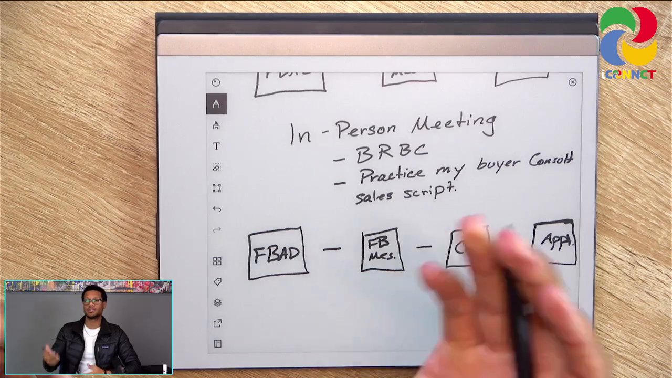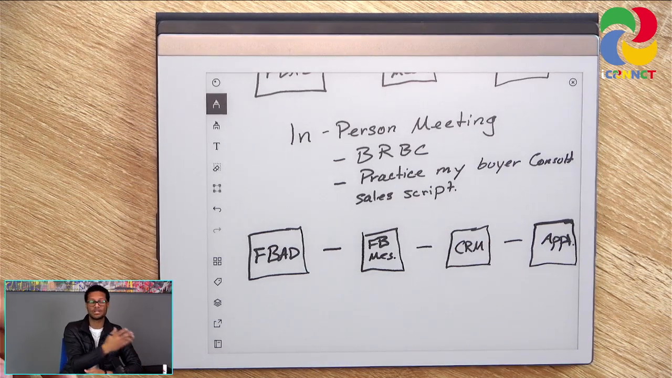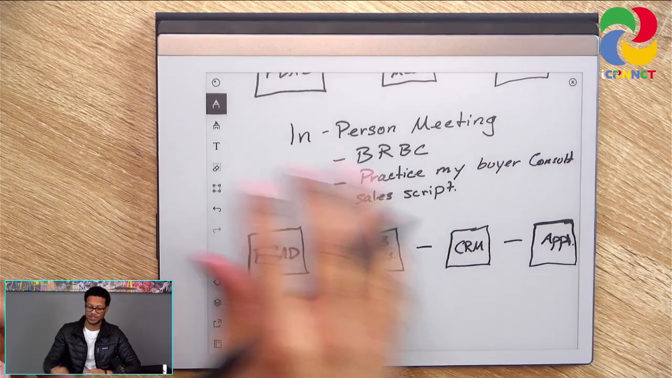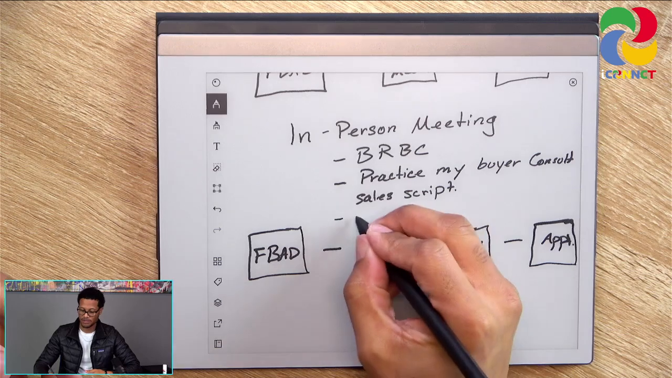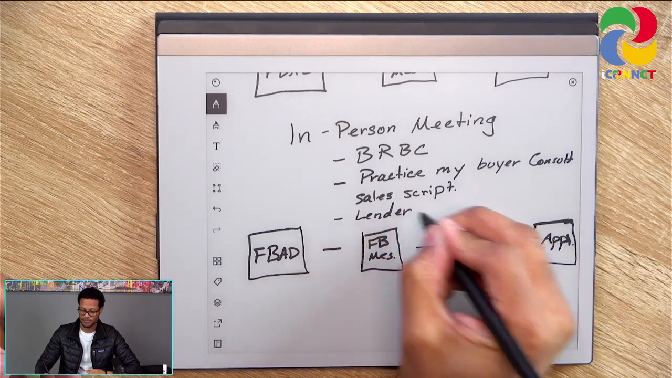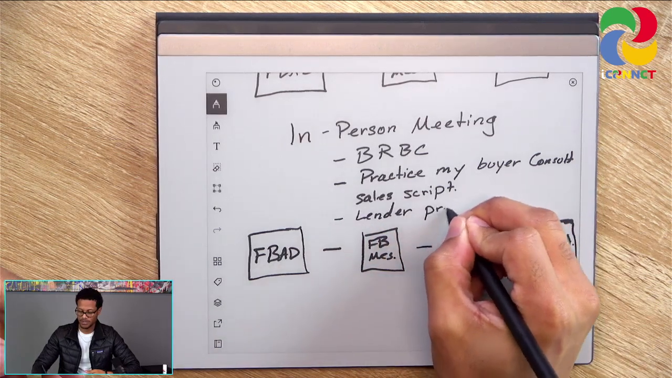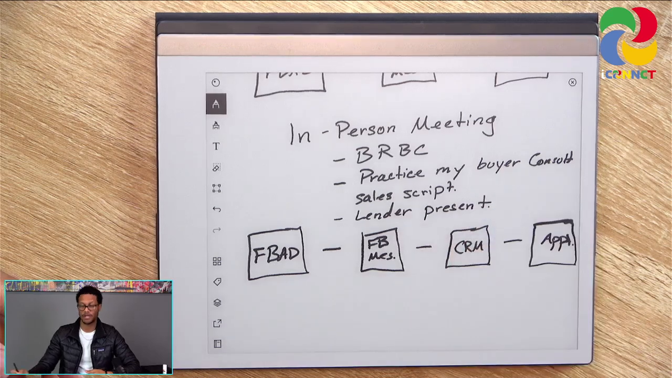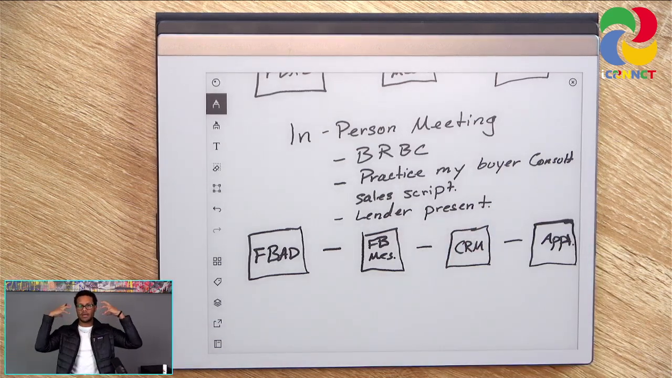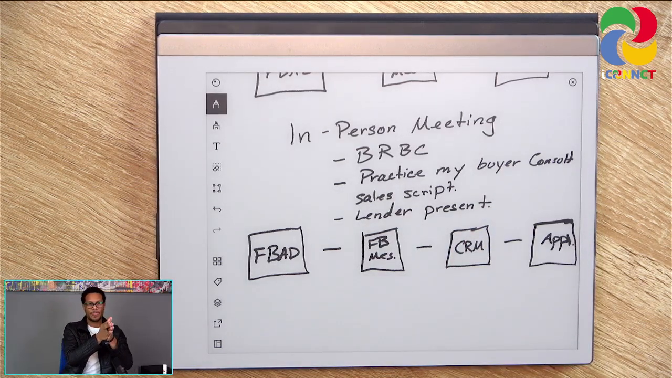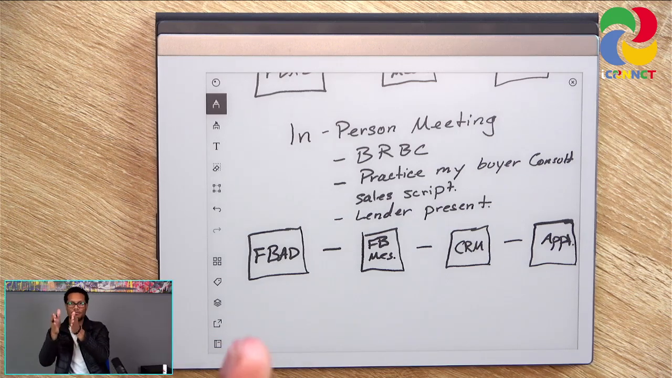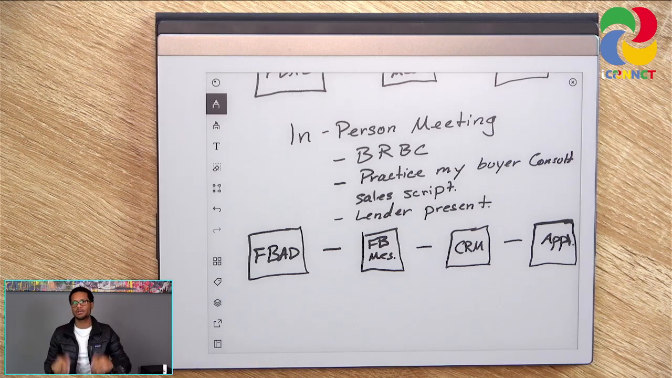And then I didn't even talk about the pre-approval step. You guys probably did this within your buyer's consultation. So that in-person meeting, I want to make sure I have my lender on the phone, right? So I'm going to put lender present, right? And you guys see how my brain is just thinking about the stage that a buyer is on, and what do we need to fulfill that stage in order to move them over to the next stage? That's all my brain is thinking about, right?